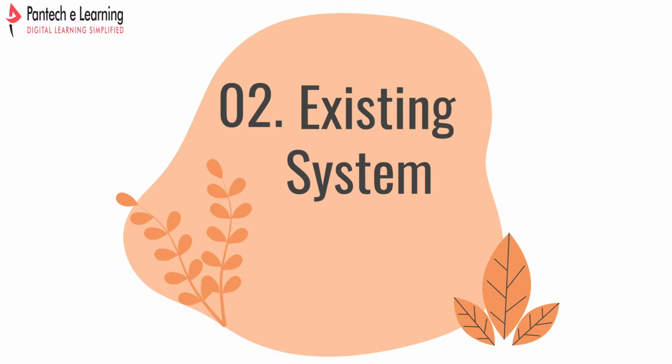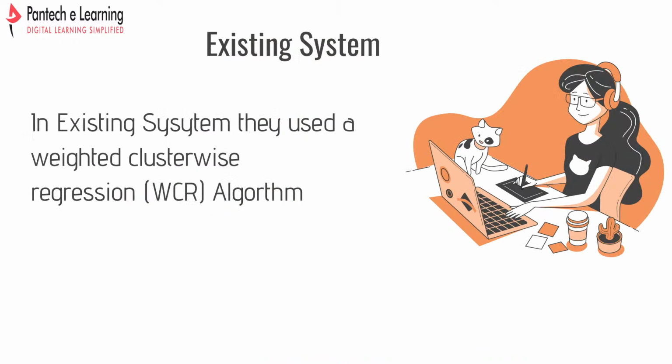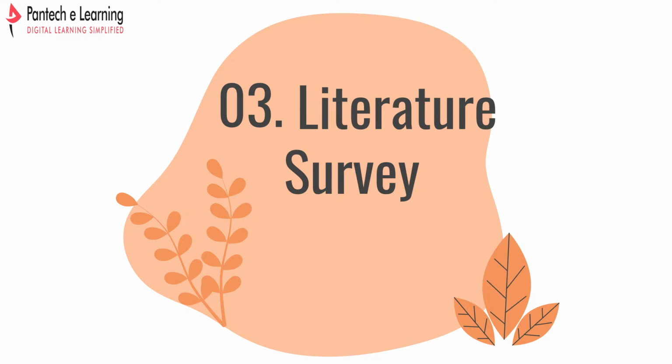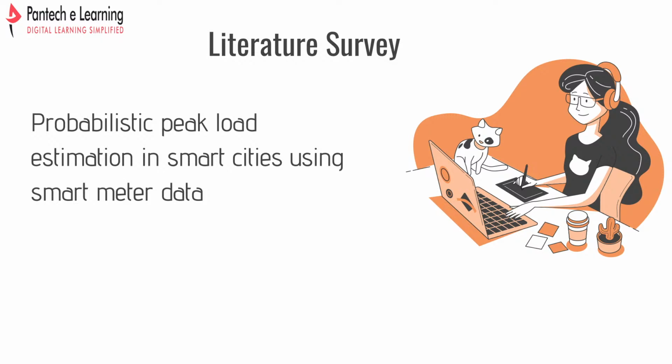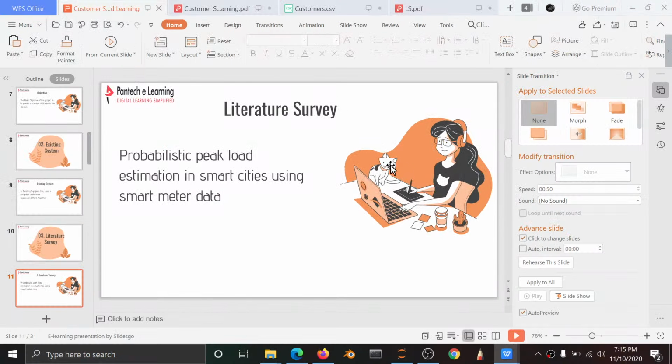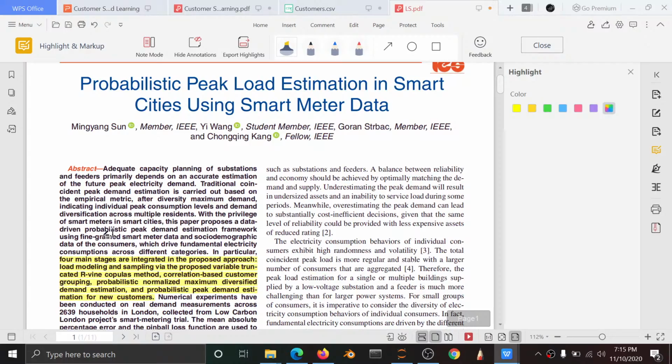First we will see the existing system. The existing system is nothing but the weighted cluster-wise regression, that is the WCR algorithm. They are using this algorithm, but in today's session we are going to use the Kmeans algorithm. First of all we will see the literature survey. The literature survey is probabilistic peak load estimation in smart cities using smart meter data. I will show you what they did previously in the literature survey.